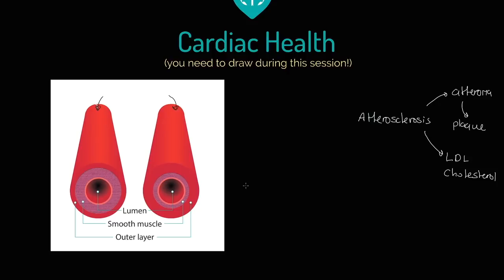You see the smooth muscle is a little less robust on this right hand side, but that's not the important thing at this particular time. What is important, however, is the following. When we build up something like an atheroma, we start to get a build-up of plaque and fatty tissue in the lumen. Notice this word lumen. Lumen simply means the space within the artery.